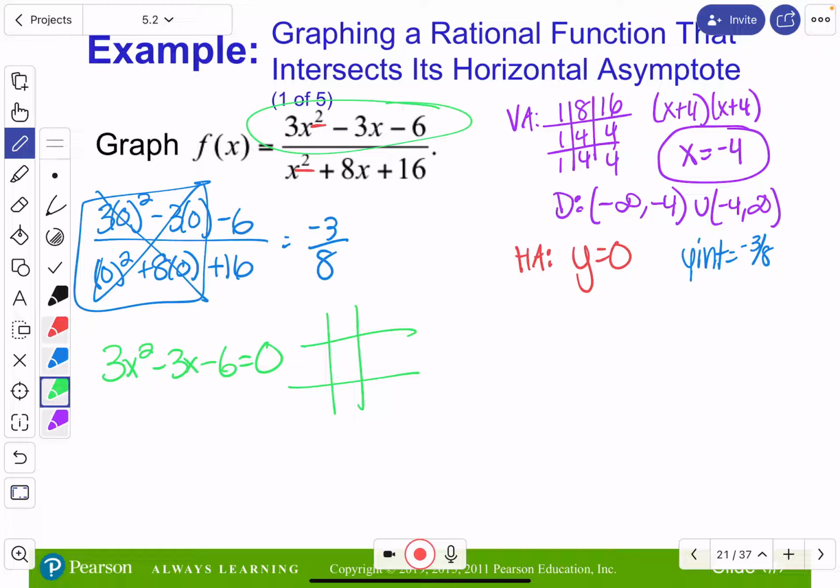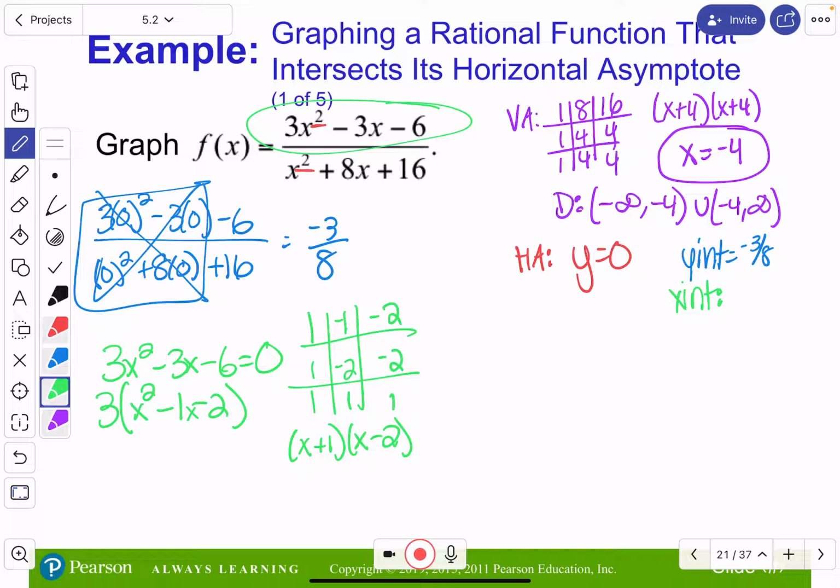Well, I'm going to actually take out the greatest common factor first. So 3x squared divided by 3 is 1. 3 divided by 3 is 1. 6 divided by 3 is 2. Now I have smaller numbers up here to deal with. So -2 and 1. So we get x plus 1 and x minus 2, which means our x-intercepts are going to be -1 and +2.